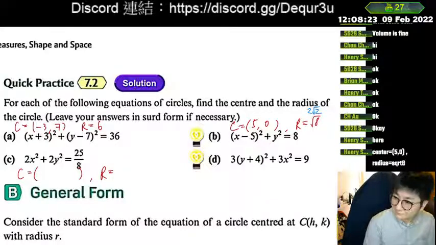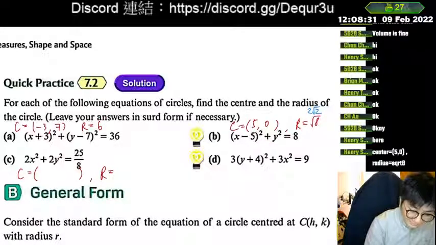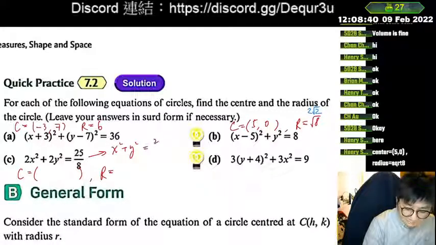Oh, (0, 0) is the center, and 5/4 is the radius. Okay, thank you very much. So (0, 0). You see this one is tricky. We cannot just directly do it. We need to divide the 2 first. Therefore, we write x squared plus y squared equals 25/16.